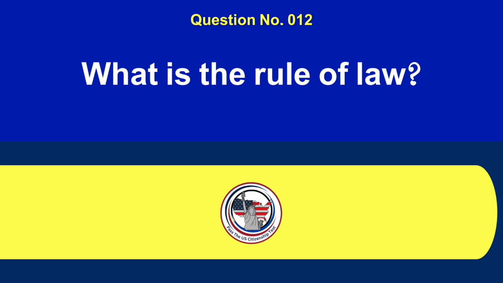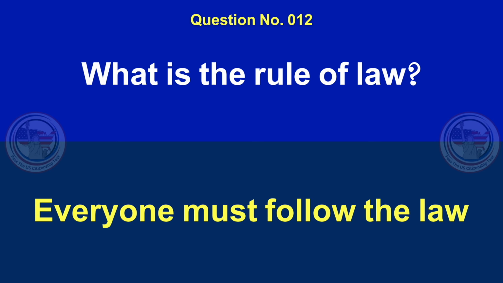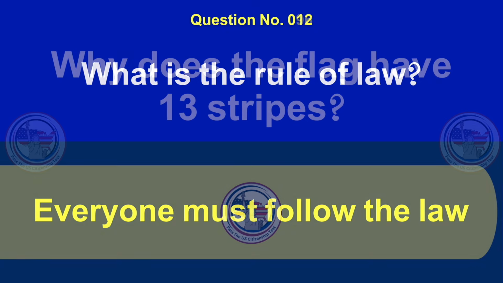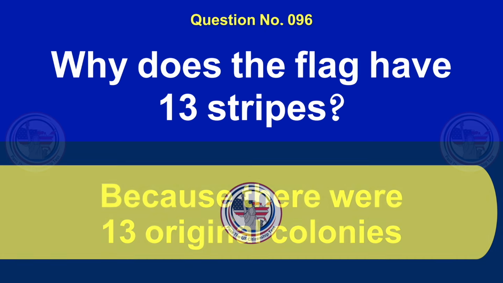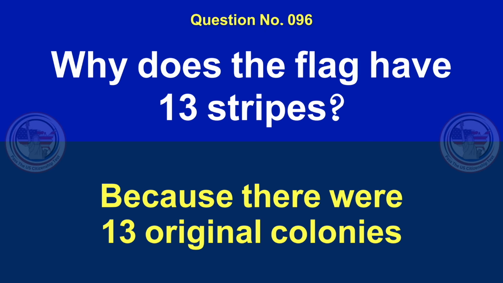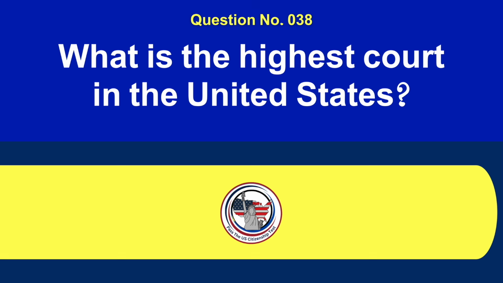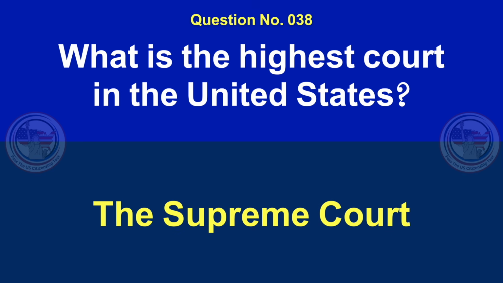What is the rule of law? Everyone must follow the law. Why does the flag have 13 stripes? Because there were 13 original colonies. What is the highest court in the United States? The Supreme Court.